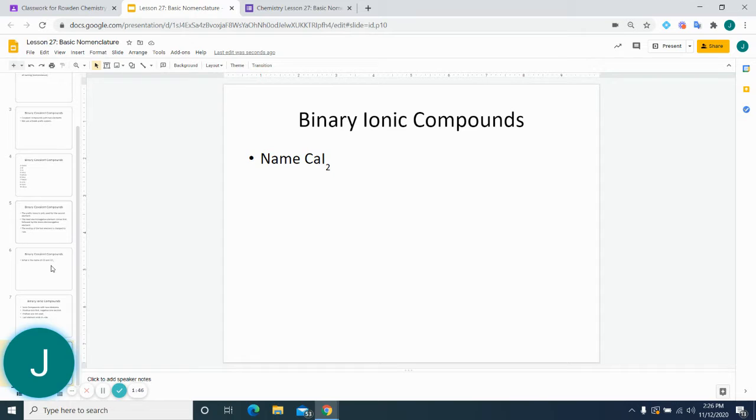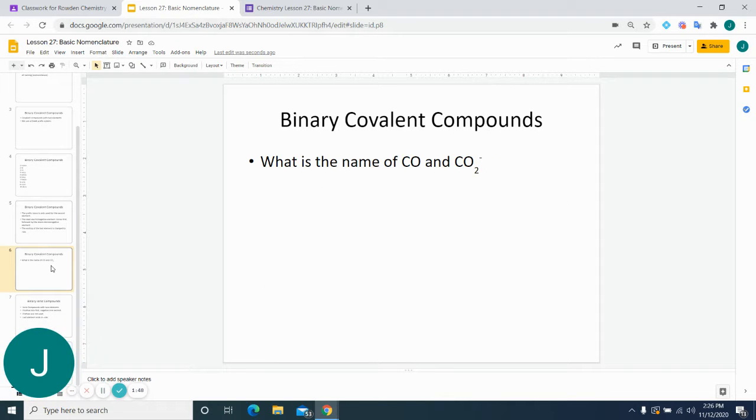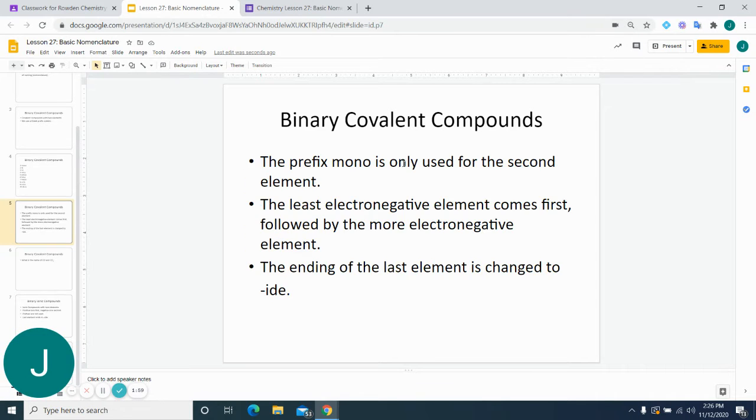Like for example, right here, when it's carbon and then oxygen, you don't need to say monocarbon. You just say plain carbon, and we assume you mean that there's only one of them. And then you'll typically say the least electronegative first and then the more electronegative second. What that means is it typically will go from left to right on the periodic table.